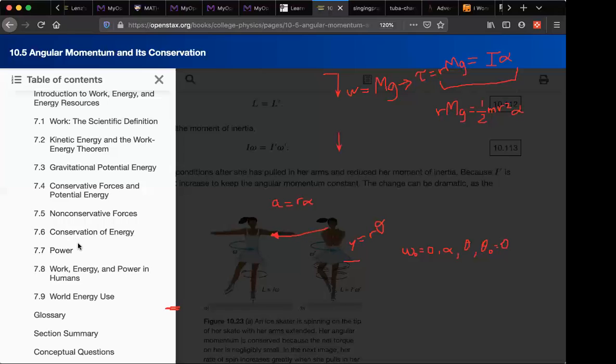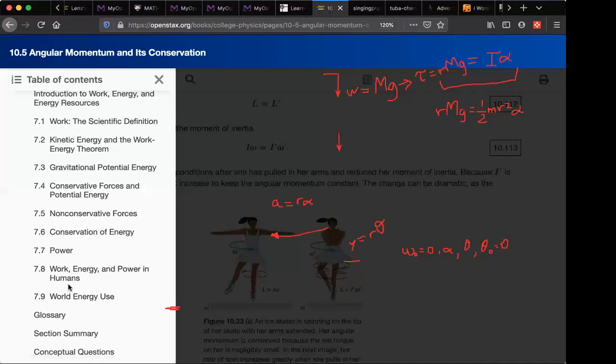Conservation of energy being this idea that if you have a closed system with no non-conservative forces, you can actually measure the amount of energy before and after, and it should be the same. Power, then we talked about, where power is the amount of energy being used every second. So it's kind of like the velocity of energy use or something like this you can think of.